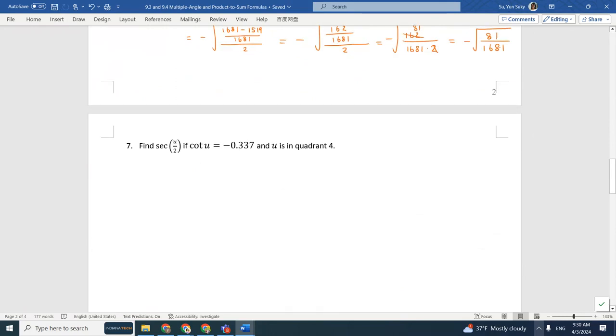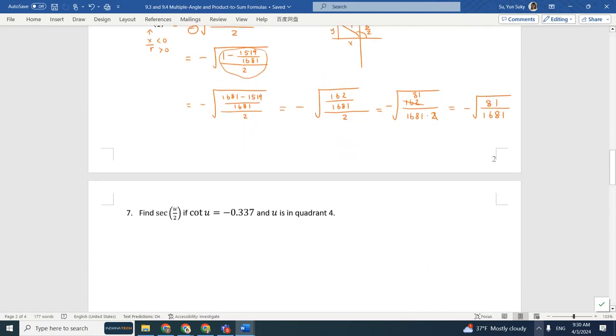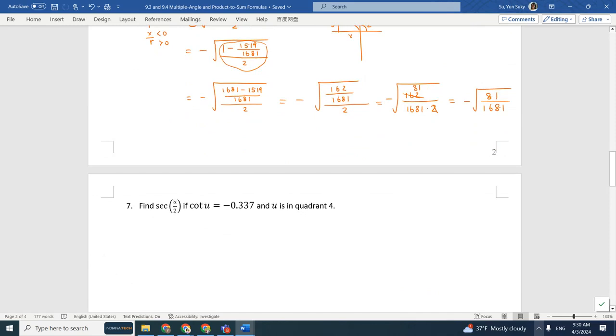Okay, so here we want to find the secant u over 2 if the cotangent u is negative 0.337 and u is in quadrant 4. By the way, in the last problem, we knew beta over 2 is in quadrant 2, but we don't know what beta is. But in the next problem, we are not given information about u over 2. We don't know which quadrant it is in, but we know u is in quadrant 4. You see the difference between the two examples?